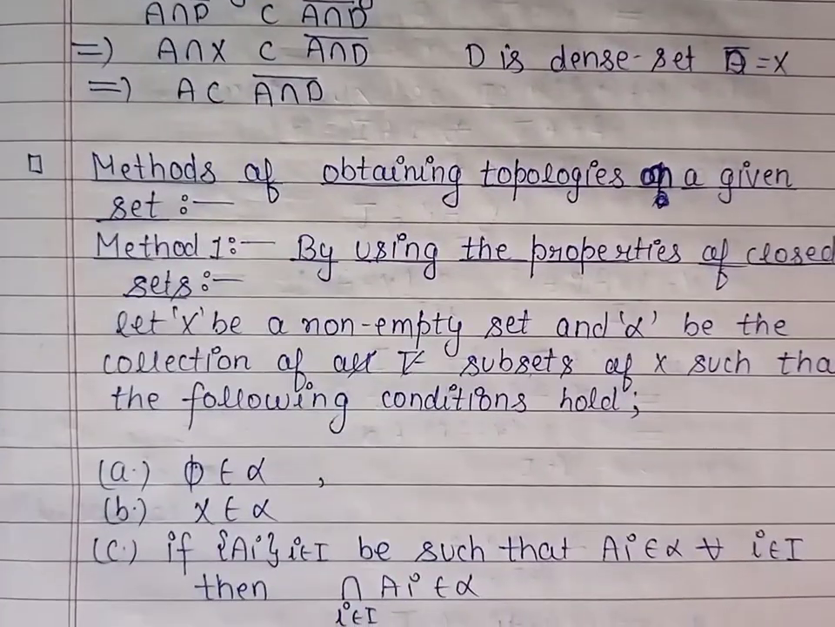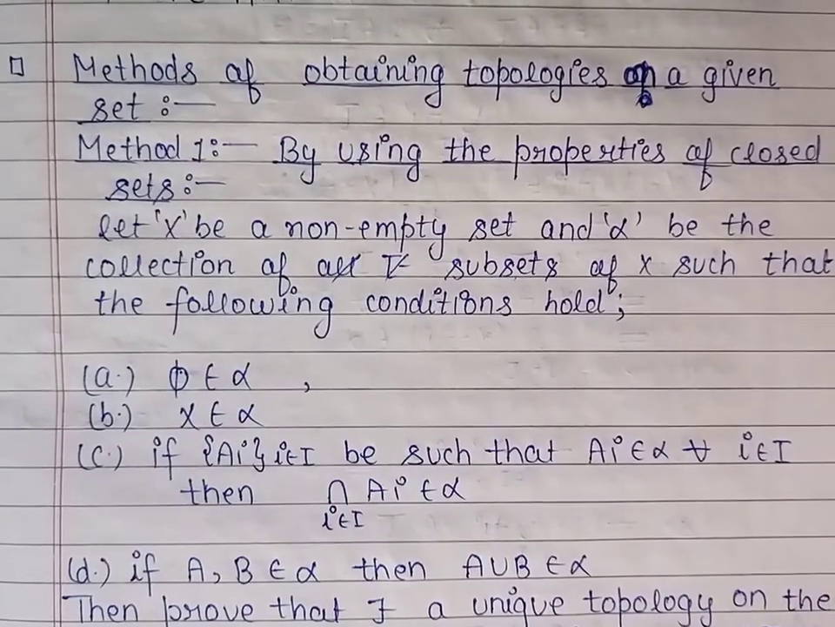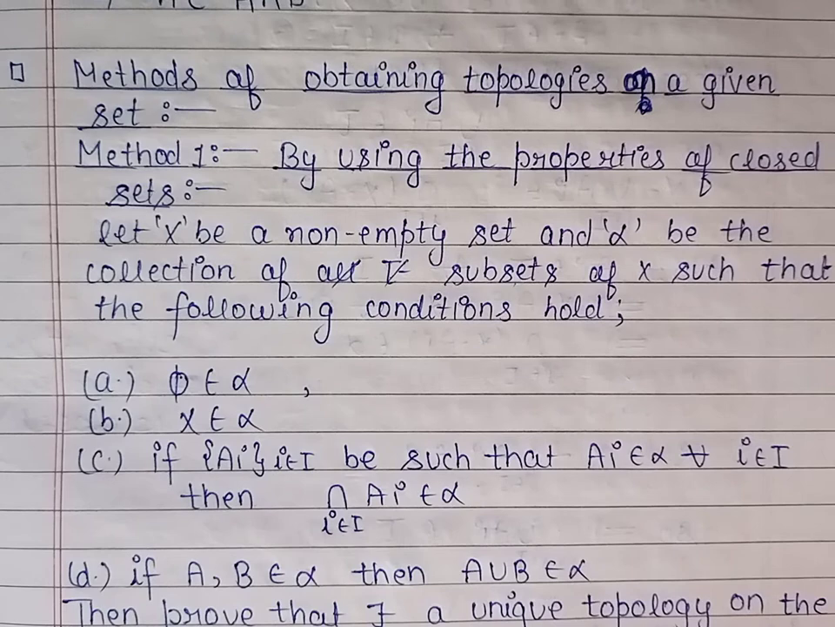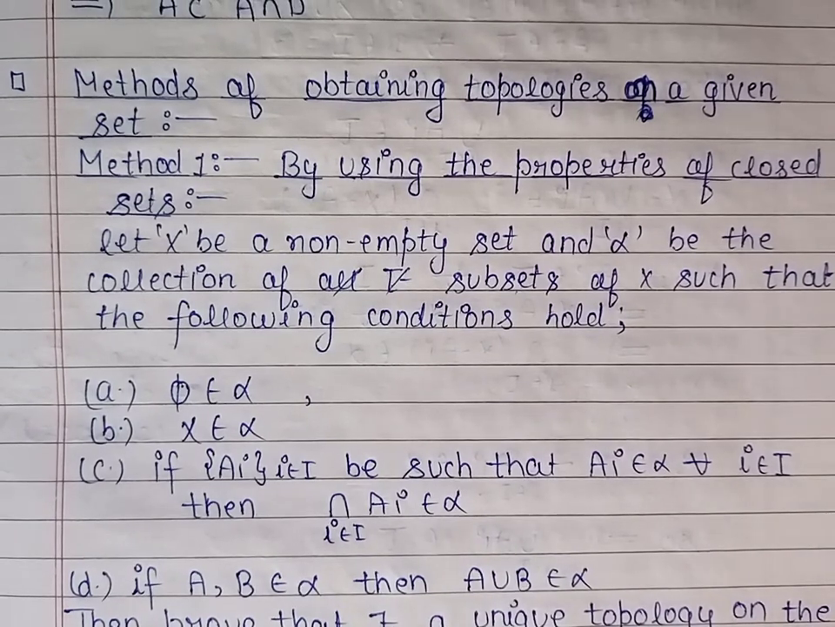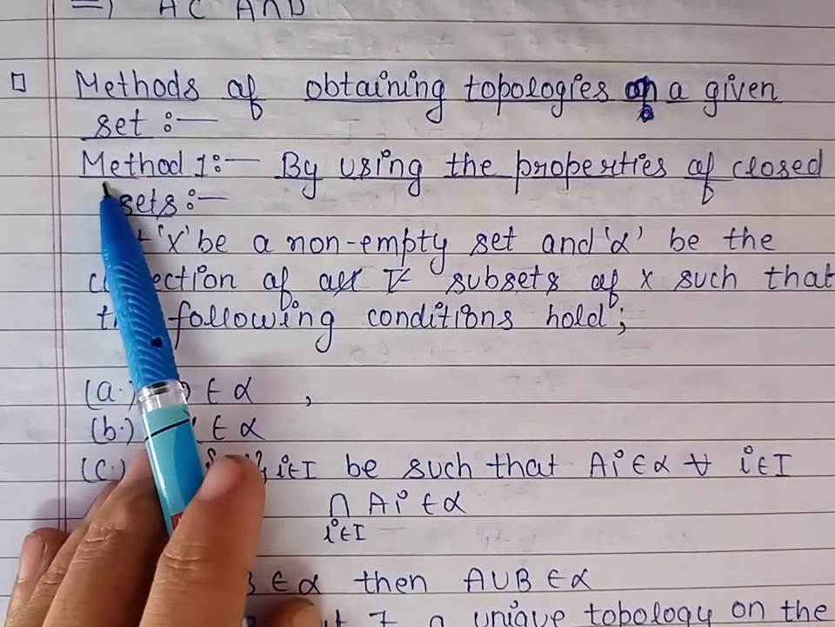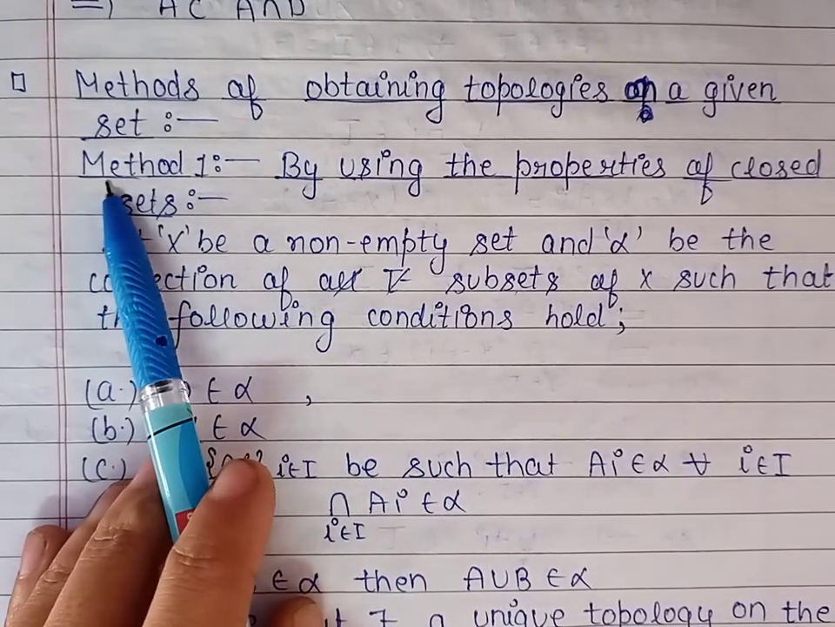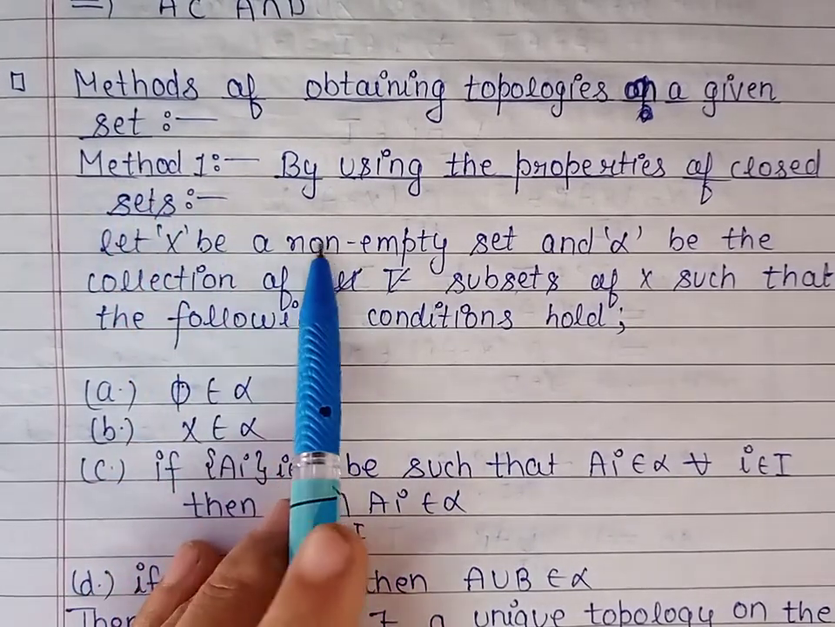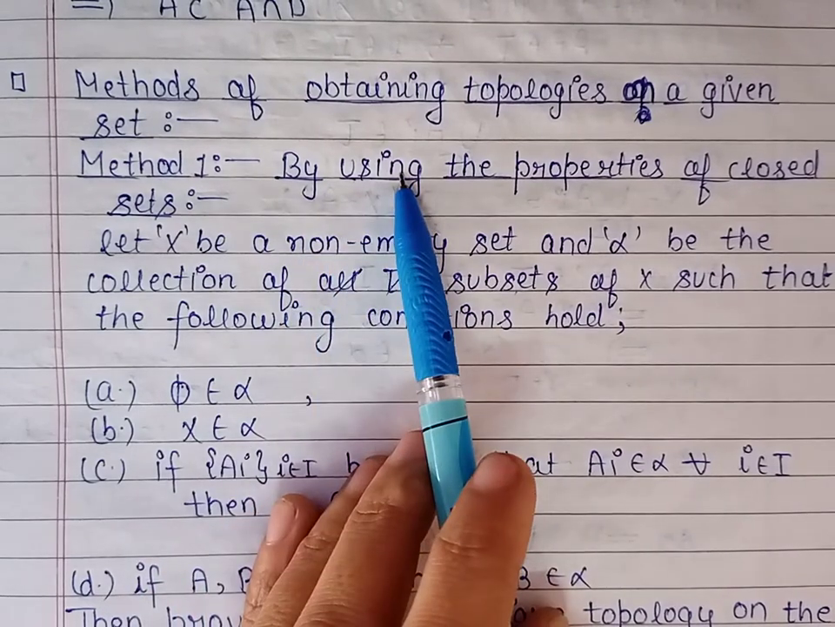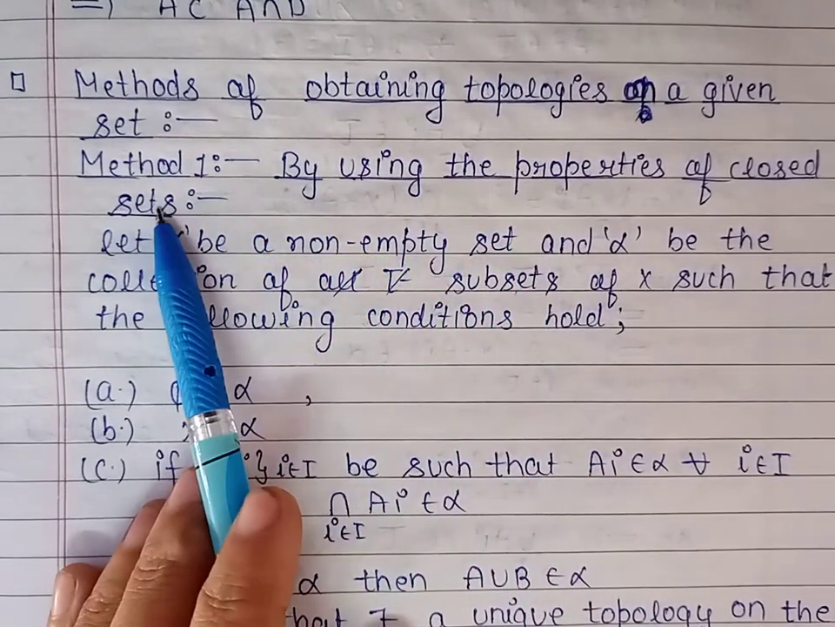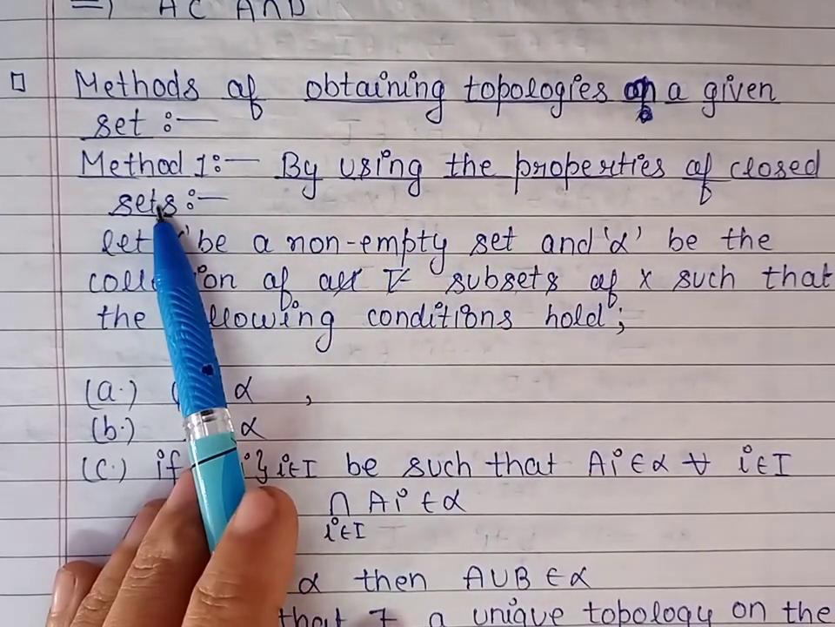Good morning, students. Today we will discuss various methods of obtaining topologies on a given set. So the first method of obtaining a topology on a given set is by using the properties of closed sets, which we already discussed.